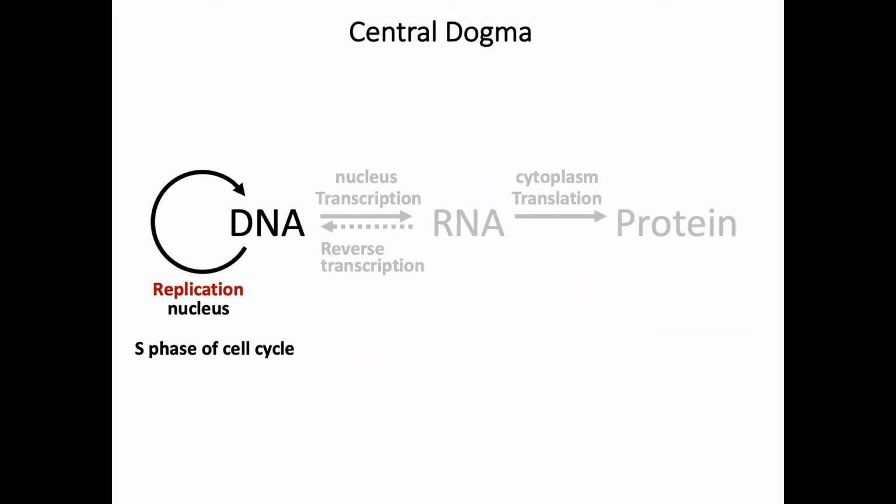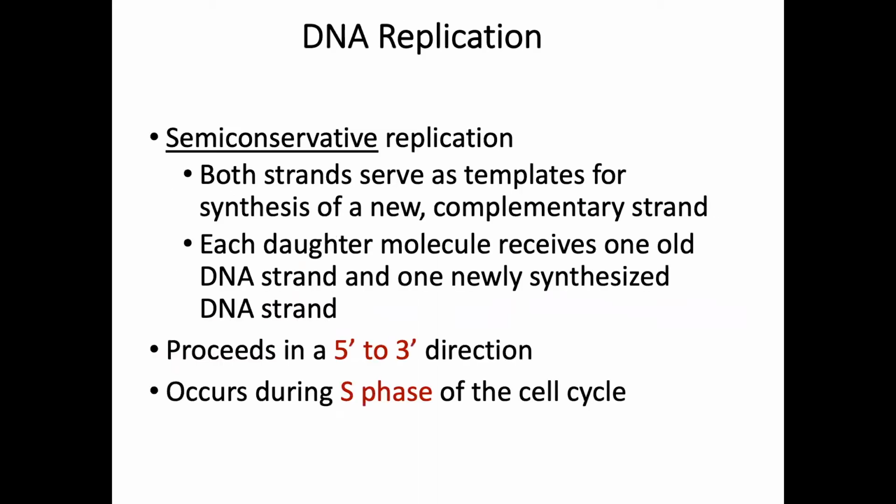Now let's discuss DNA replication in details. We learned that DNA replication occurs in S phase of cell cycle. DNA replication is a semi-conservative replication, which means two copies of the original DNA molecule are produced. Each copy contains one original strand and one newly synthesized strand. It is important to remember that DNA replication proceeds in a 5' to 3' direction, and it occurs only in S phase. Let's watch a video on DNA replication.